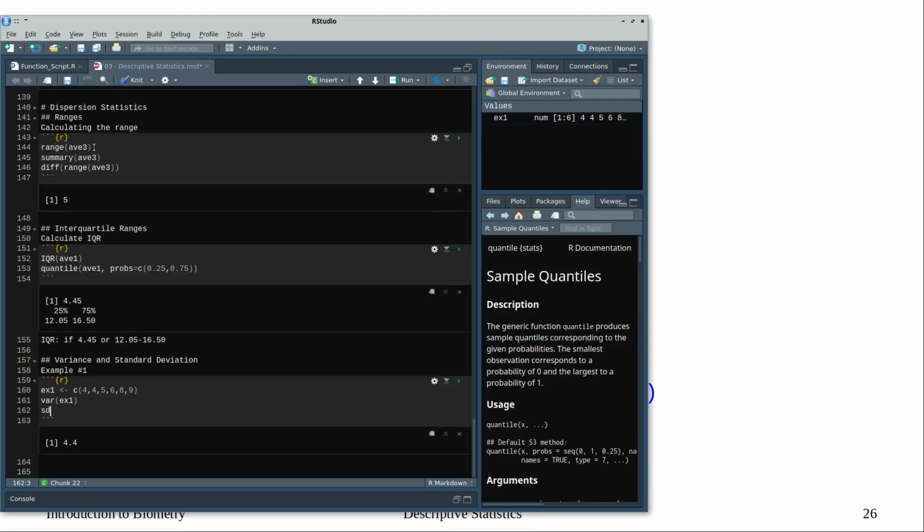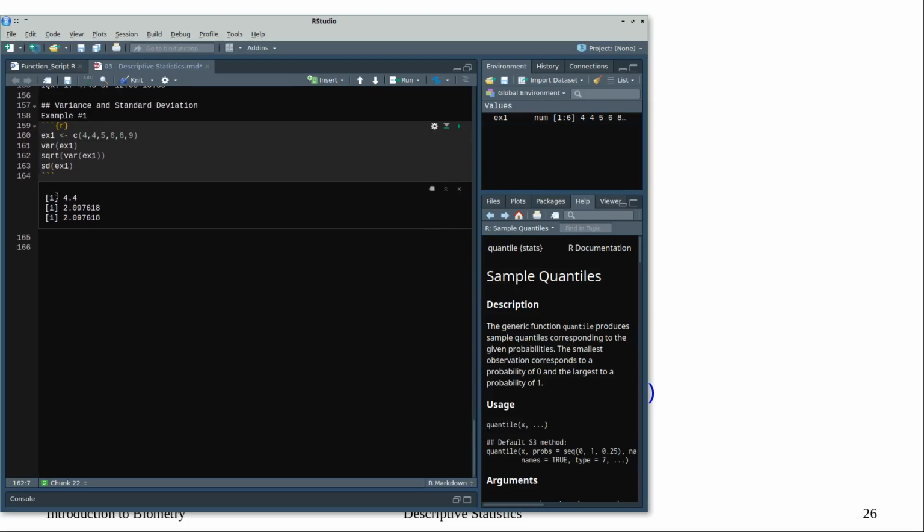If I also want to do the standard deviation, I could do the square root of the variance of the ex1, or I can just run standard deviation of ex1. I'll run this chunk so we get all of the output together, and you can see our variance is 4.4. Standard deviation is 2.0976.